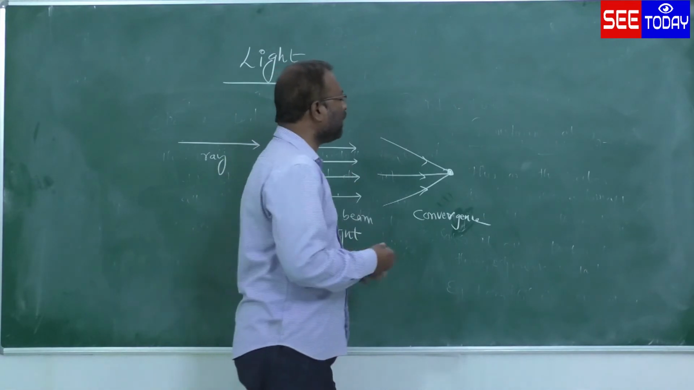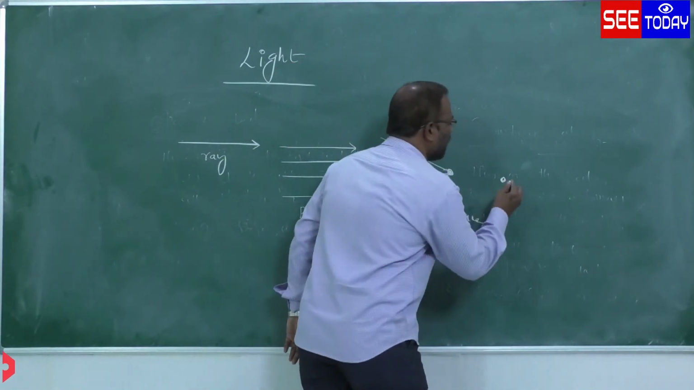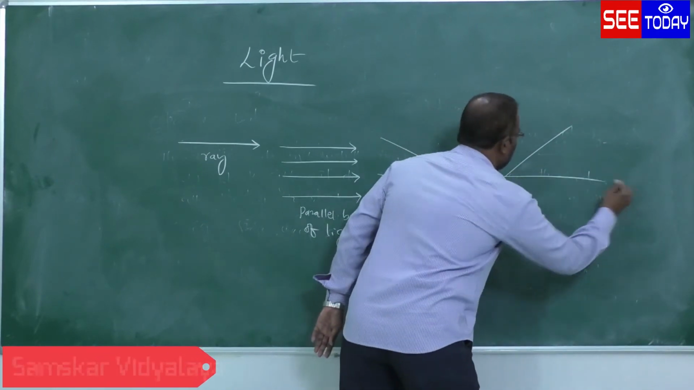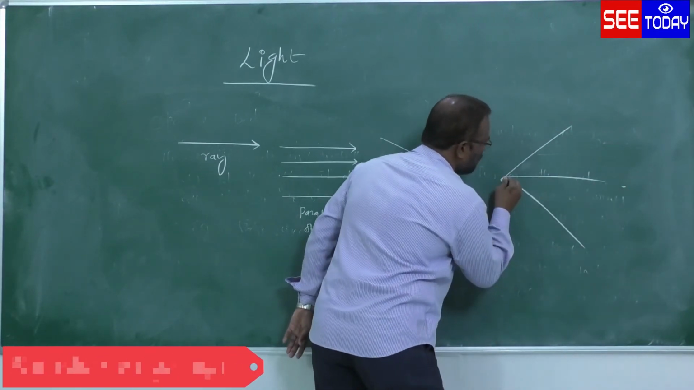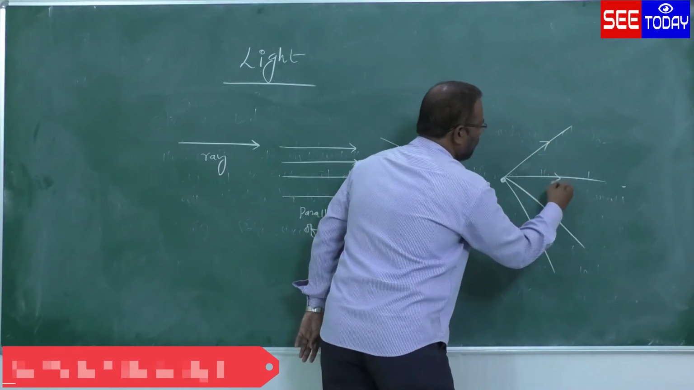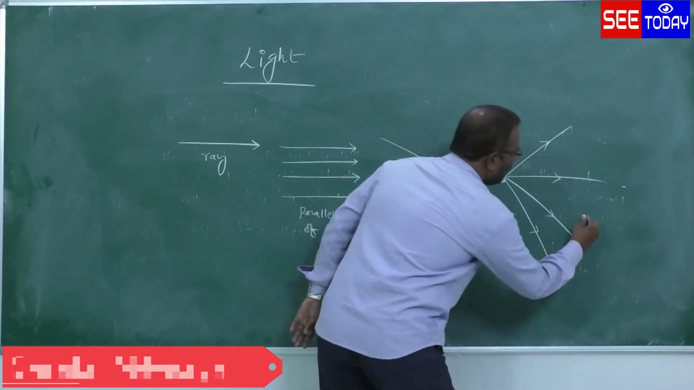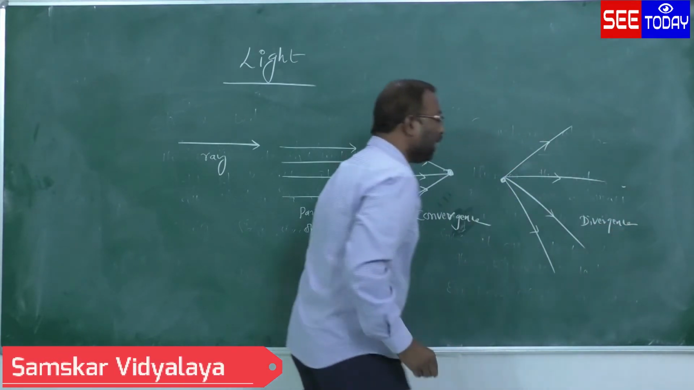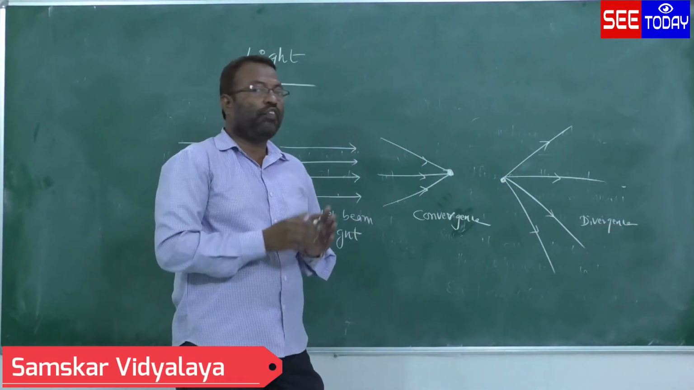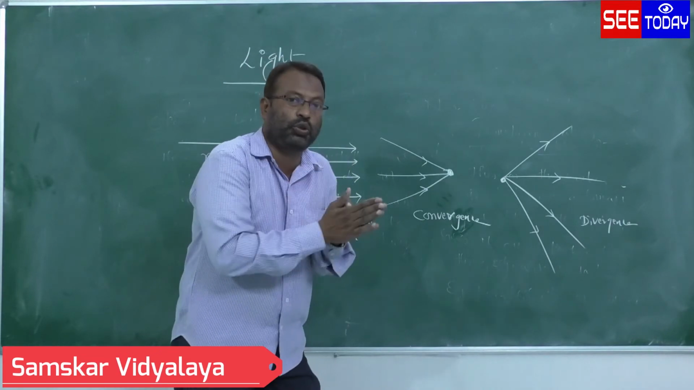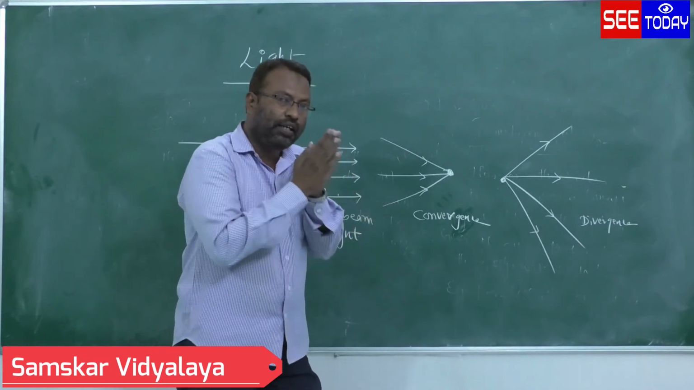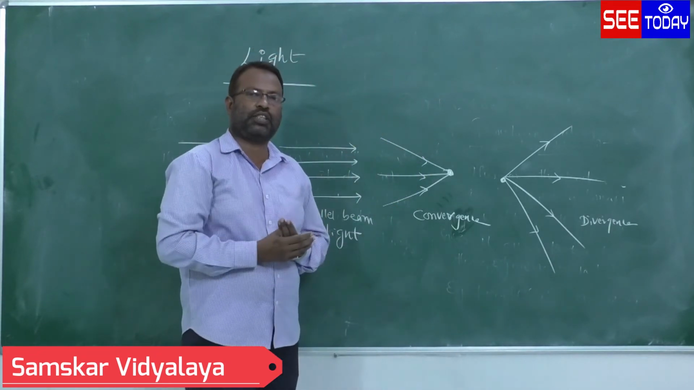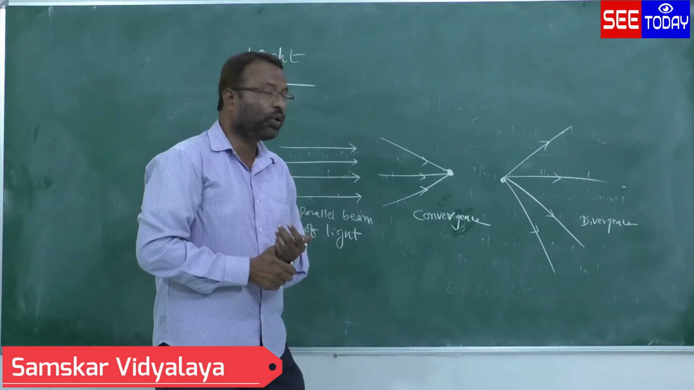In a similar manner, from this point, the light may undergo divergence also, like this. This property we will call divergence. Light will have the property of divergence. From a single point source, light is diverging into different directions. We will call it undergoing divergence.